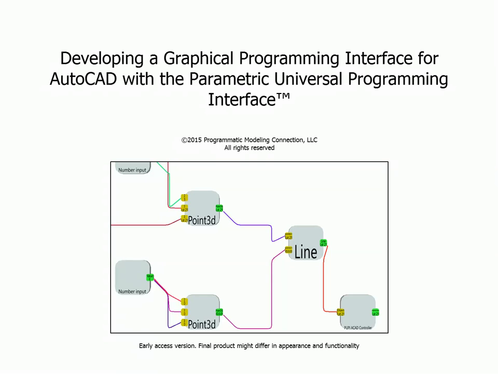Today we will take the first steps in creating a visual programming interface for the granddaddy of all CAD programs, AutoCAD. We will be using the Parametric Universal Programming Interface, PUPPI. In today's demo, we'll convert a few of the objects in the Autodesk API into visual programming modules. Then we will create our visual programming interface in Visual Studio as an AutoCAD plugin.